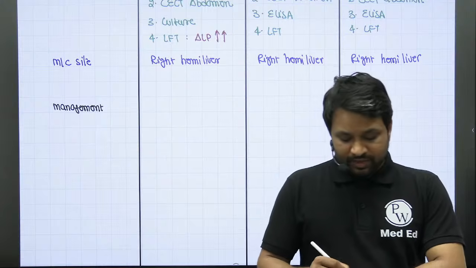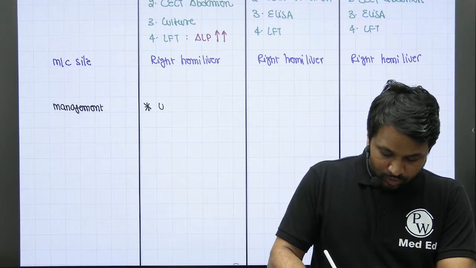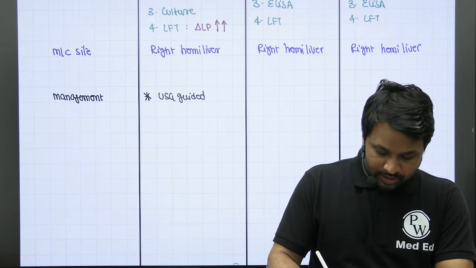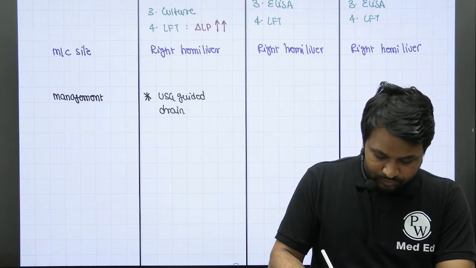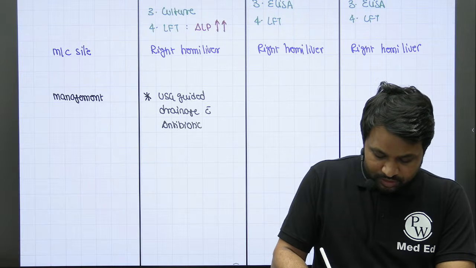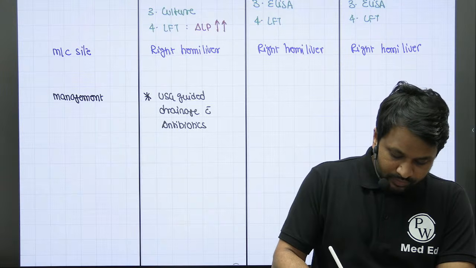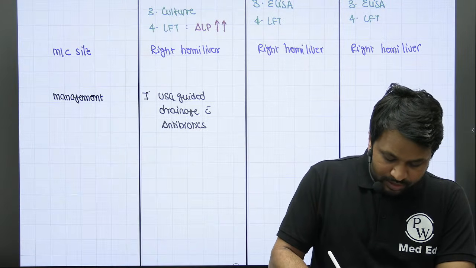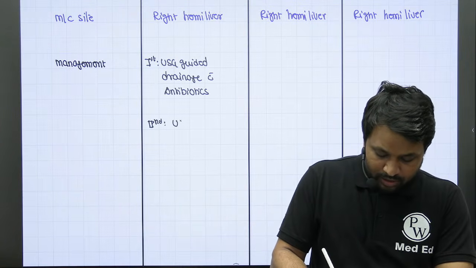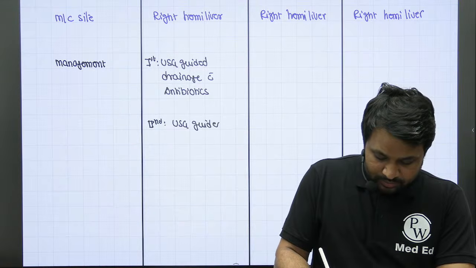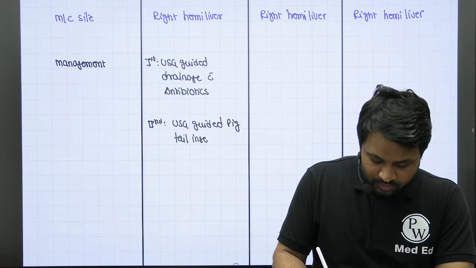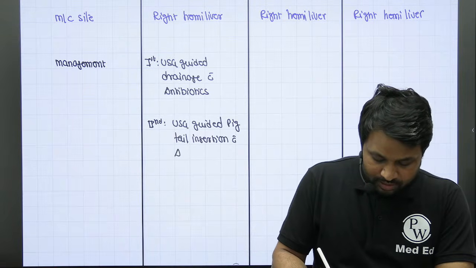Now for pyogenic liver abscess, I'm going to go ahead with USG guided drainage with antibiotics. That's the first line. So as a first line management, you go USG guided aspiration with antibiotics. If it does not work, the second is going to be USG guided pigtail insertion with antibiotics.